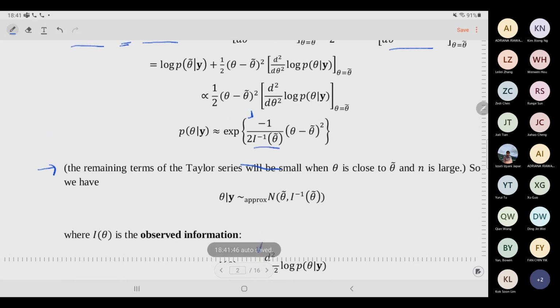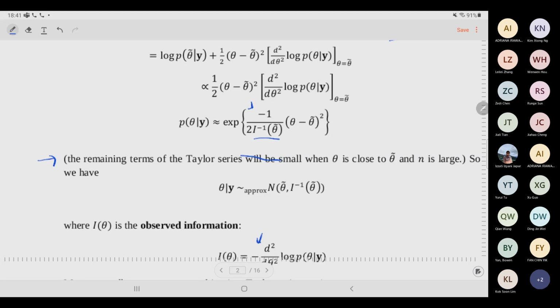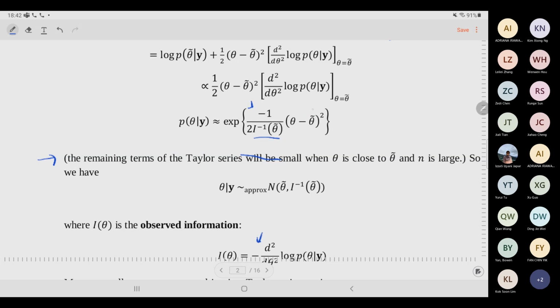And if you look at this exponential function, it is very similar to a normal kernel. So if you have a normal kernel, this would be your mean, and this would be your variance.